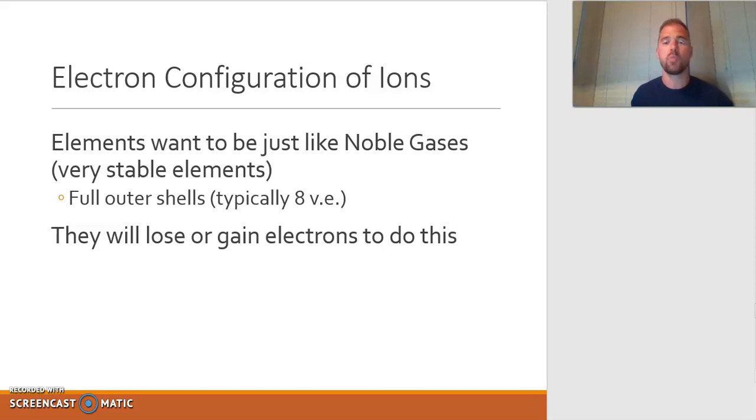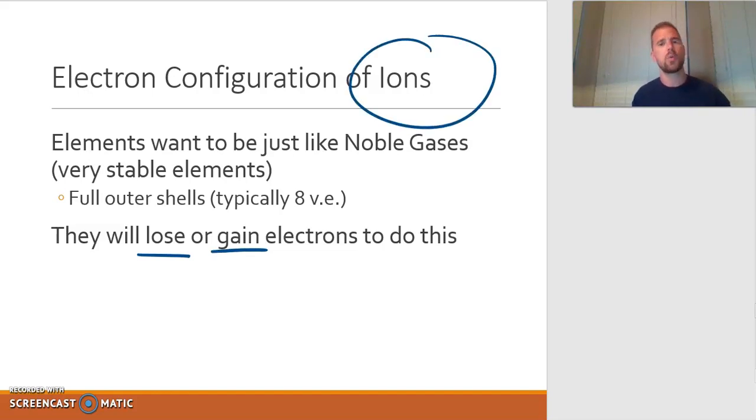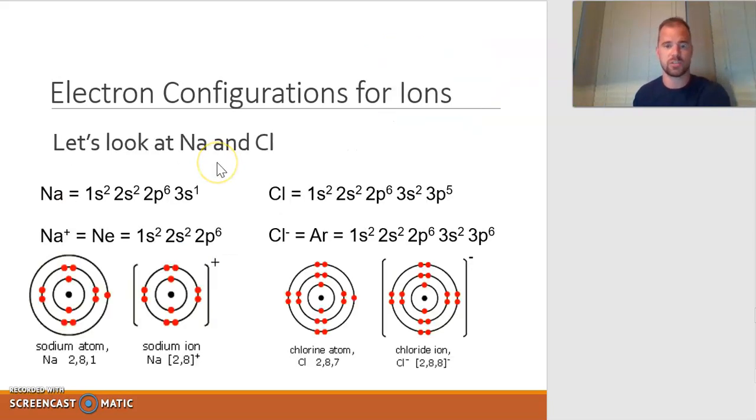Well, elements want to be just like noble gases, because if you think about it, noble gases have all of their orbitals completely filled. They're stable. And so that means that their outermost shells are going to be filled, which means 8 valence electrons. So every other element that's not a noble gas will either lose or gain electrons in order to become like noble gases. That's why they become ions. So we need to keep track of that loss or gain of electrons when we write the configurations.